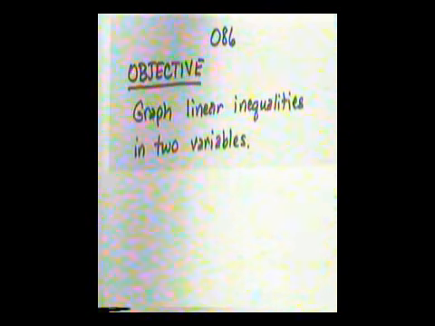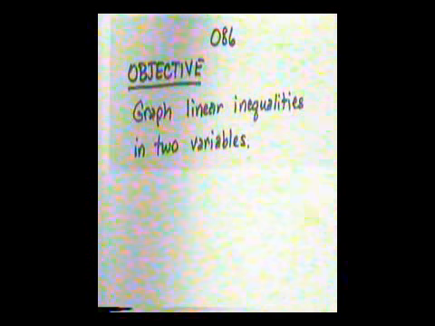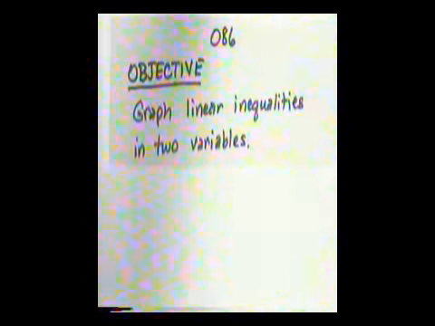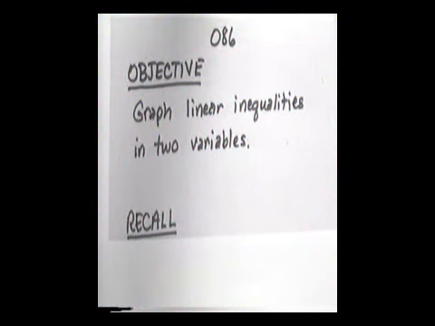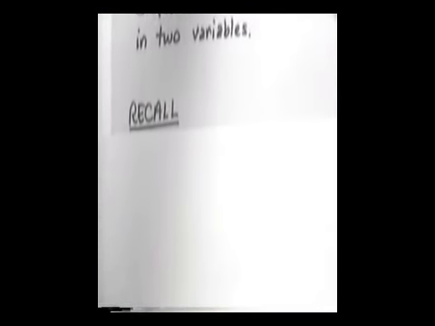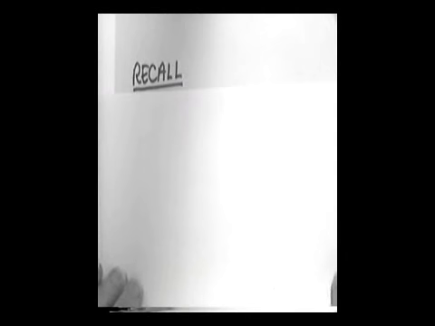We have only one objective on this tape, and that is to graph linear inequalities in two variables. Let's recall what we know about a linear inequality in one variable. So here's a quick review of linear inequalities in one variable. Recall that a linear inequality in one variable might be, for example, something like x is less than 2. We graph x is less than 2 using a number line.